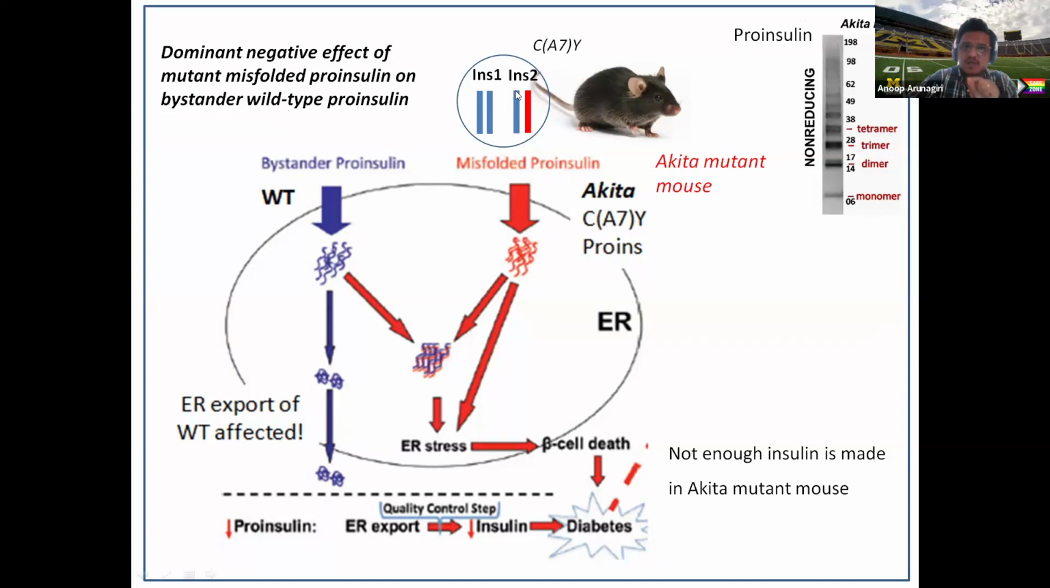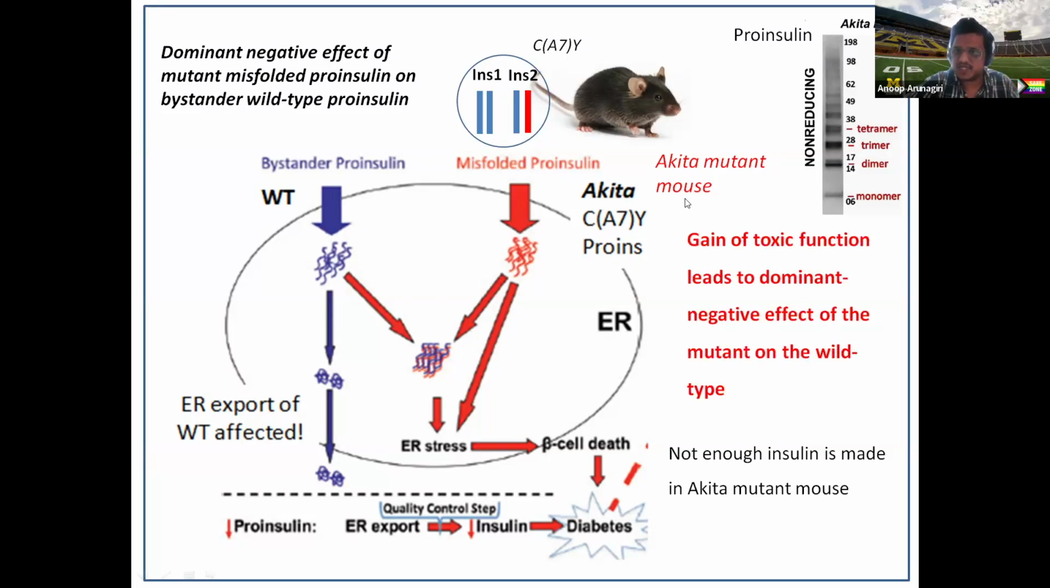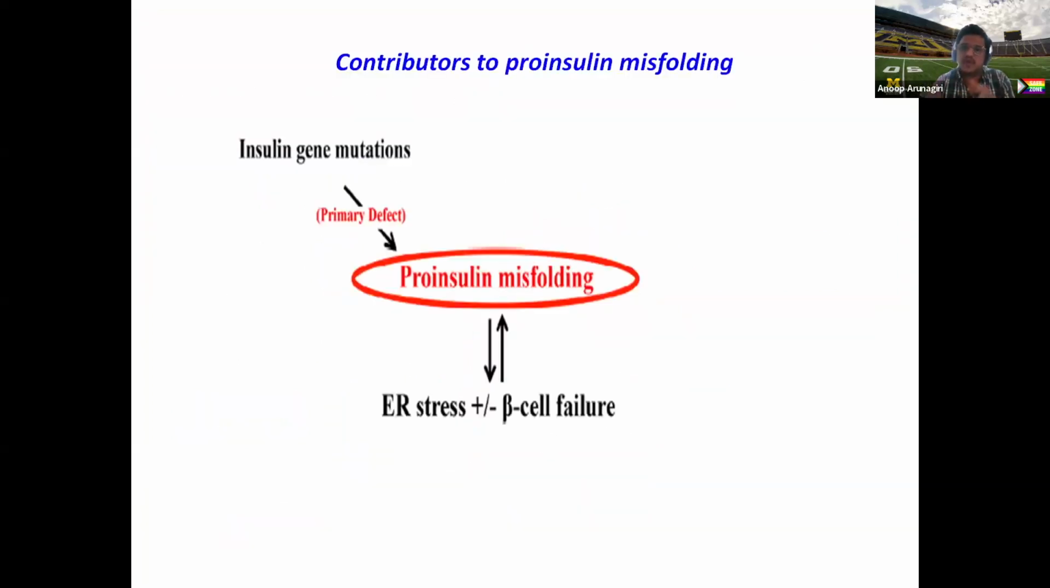One other point to note, as I said, there are 3 alleles which are still normal. Only one is bad. So this is not a loss of function. This is a gain of toxic function that leads to this dominant negative effect of the mutant on the wild type. And that leads to less insulin making. So what we learned so far from the mutation story, when there is a MIDI mutation, that leads to misfolding, disulfide aggregation, trafficking problems, especially for the wild type proinsulin. So less insulin making, insulin deficient diabetes. So that's how mutation can lead to misfolding and beta cell failure in this form of diabetes.